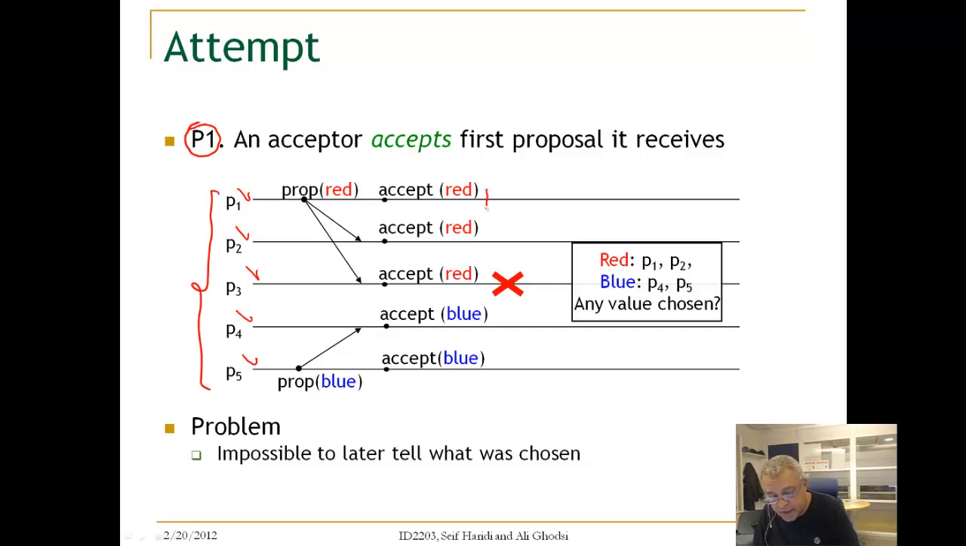At this stage we really have a majority that accept red. But if P3 fails, we have a situation where we have 2 reds and 2 blues. So what is the value chosen? At any point here, it is impossible to know what the chosen value is. So this simple strategy does not really work.